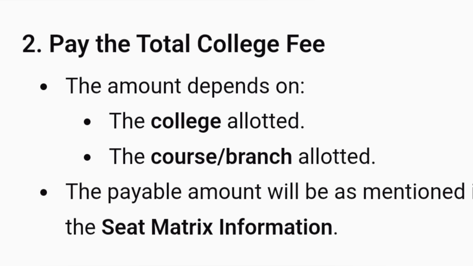What you have to pay is the total college fees, which will depend on the college you are allotted and the course branch you are allotted. The same will reflect in your Comedk portal, showing the exact amount you have to pay, and it is also mentioned in the seat matrix for the course and the branch you are allotted. You can check both places.